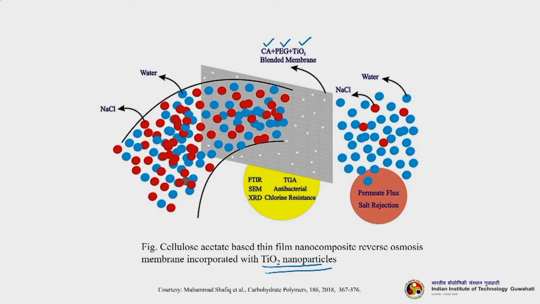The reason is that the nanoparticles disperse very quickly in a very homogeneous manner, and thereby they strengthen the membrane properties, okay, and the permeability also becomes better. Right. So, anyway, this is a research output by these particular people. They have characterized their membrane using FTIR, SEM, XRD, TGA, antibacterial resistance and chlorine resistance also.